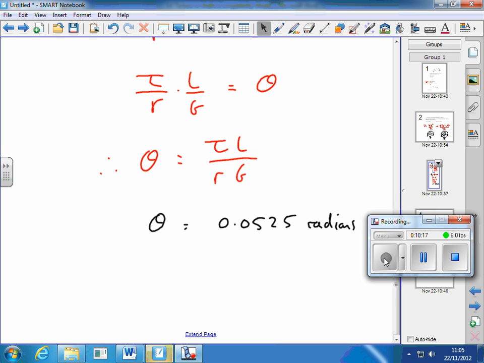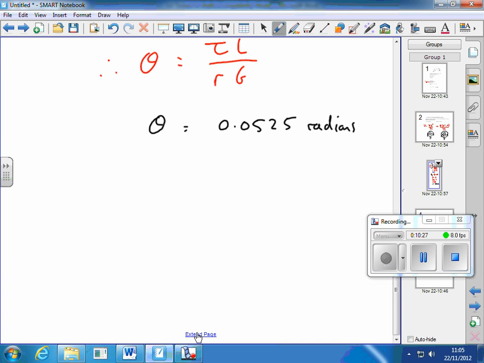If you want it in degrees, we've got to convert it. One full turn is 100 radians. No, one full turn is 2 pi radians. So to convert, 2 pi radians is 360 degrees.